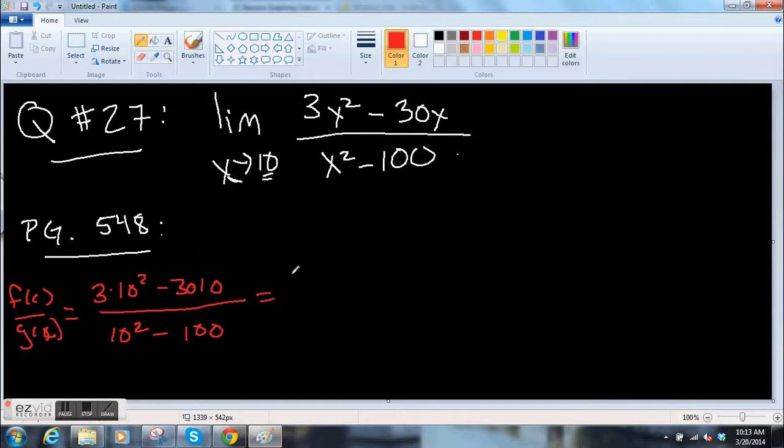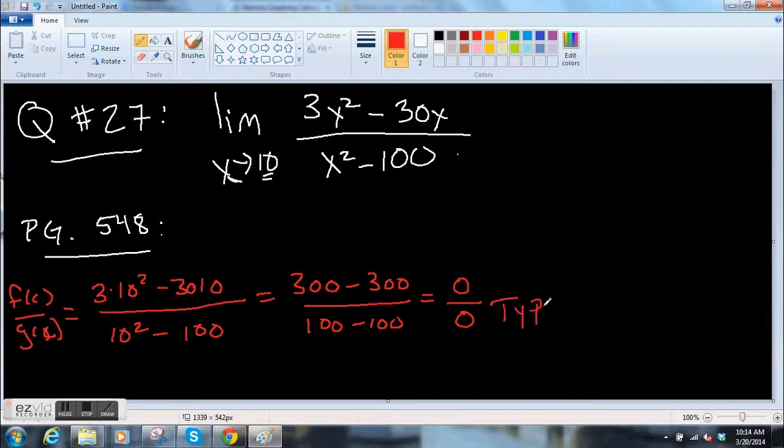So that's 300 minus 300 divided by 100 minus 100, which is equal to 0 over 0. Some of you are like, that's 0. No, it's 1. No, it's undefined. But what you do, wait for it, this is what they call type 1. I'm not going to ask you, is this type 1 or type 2? I'm just going to ask you to find the limit.